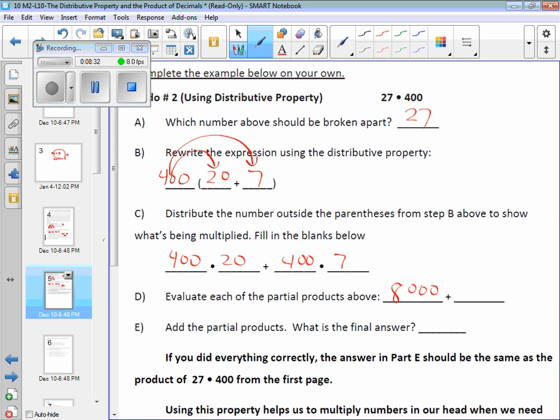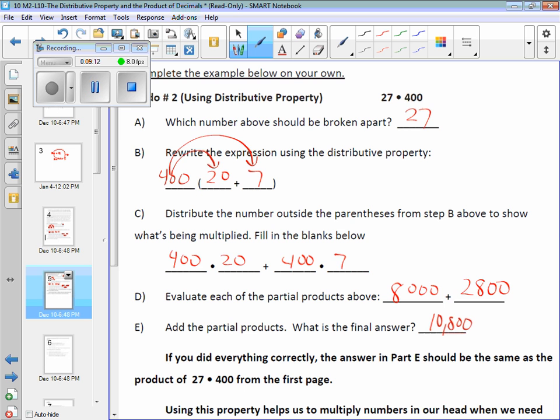What about 400 times 7? Same thing, use a 0 trick. What do you get? 400 times 7. What's 4 times 7? How many zeros do you see? 2,800. Now squash it together for your final answer. 10,800. Okay?